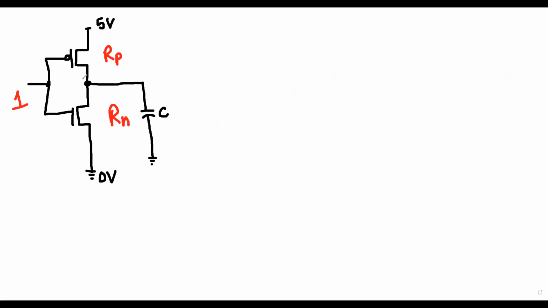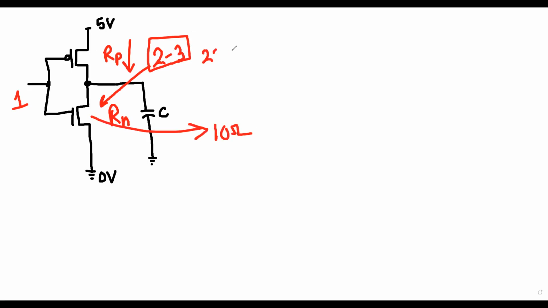Remember this. Here the current is 2 to 3 times slower. That means the hole is 2 to 3 times slower than in NMOS. The carrier of the current here, that means the hole, is actually 2 to 3 times slower than the electron. That means here the resistivity is 2 to 3 times more. If the resistance here is 10 ohm, here the resistance will be 20 to 30 ohm.